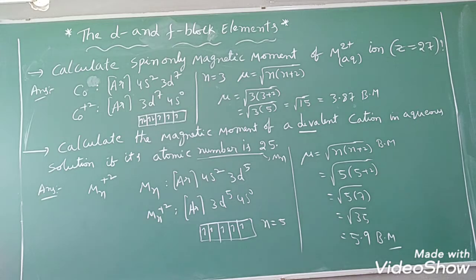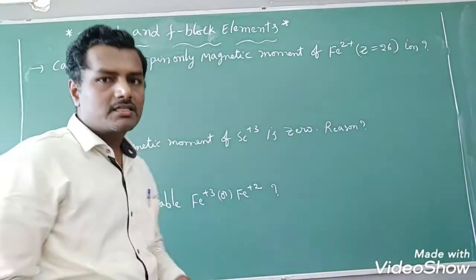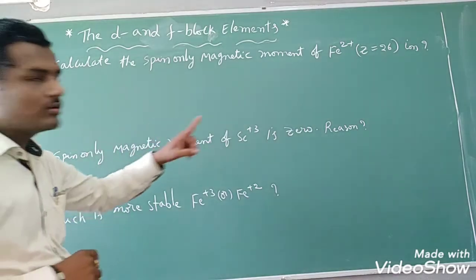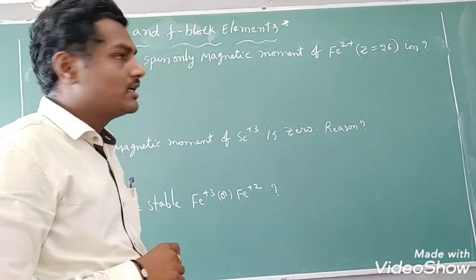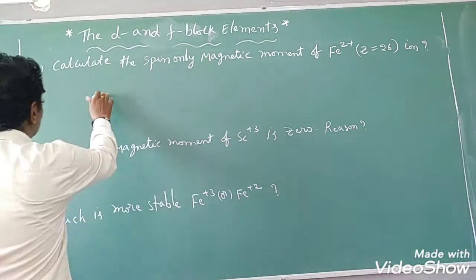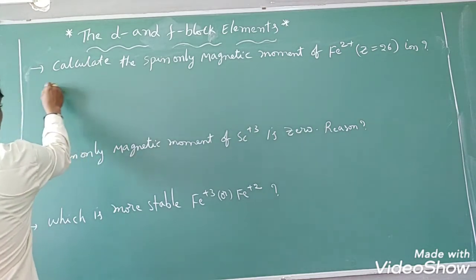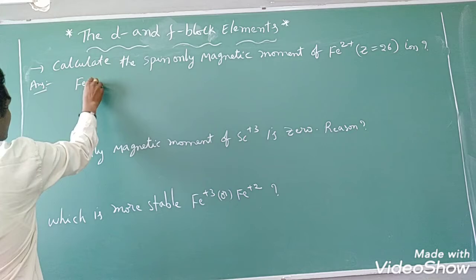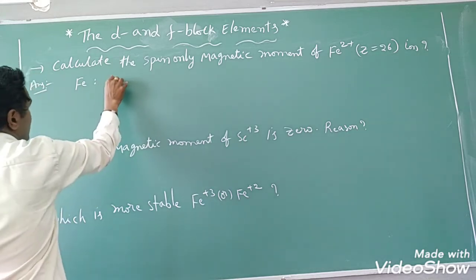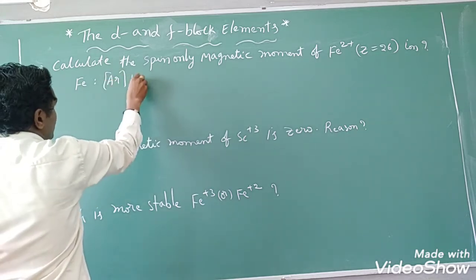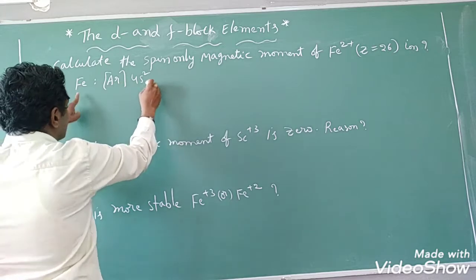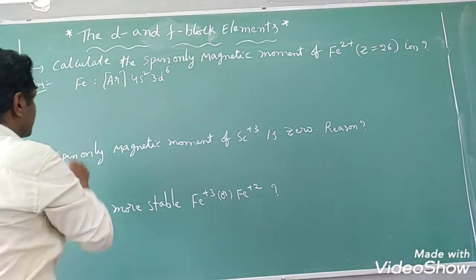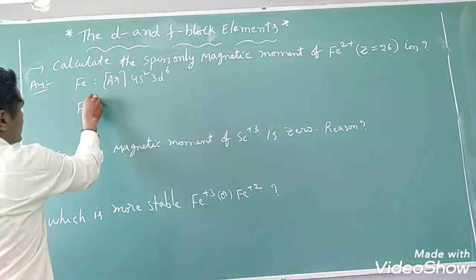Copy this one, everybody. Let us see, students. Calculate the spin-only magnetic moment of Fe+2. Here, what is the atomic number of iron? 26, right? So now you take the atomic number of iron as 26. So iron electronic configuration is argon 18, right? 4s2, total 20. Remaining 6 electrons will be in the next higher energy level, that is 3d, right? Yes, this is iron. Iron+2 they have asked.